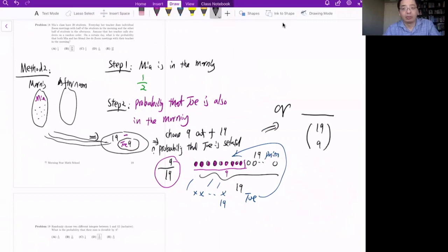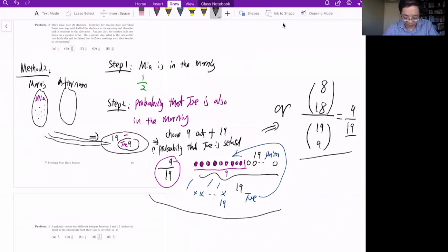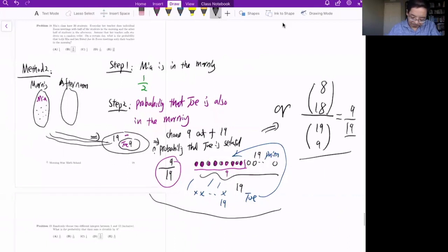So this is the total number of scenarios. And then you say, okay, the scenario where Joe is selected means that from the remaining 18, you choose another 8, because Joe is selected. So those are the valid cases. From this, you'll get the same thing, 9/19. You can go with the standard approach again, or just go with what I said. This is a general statement.